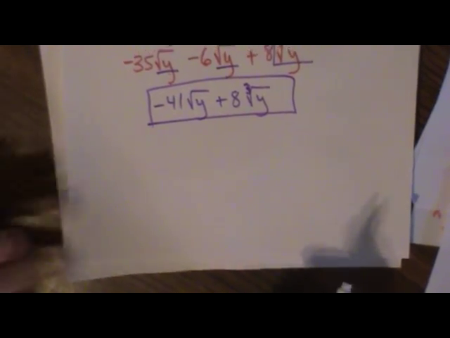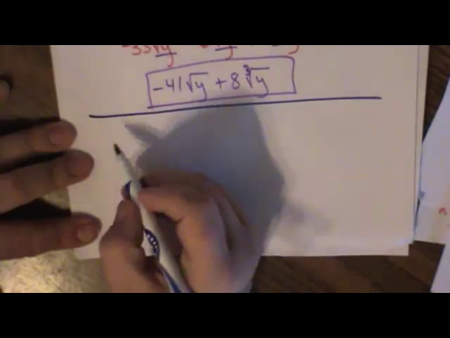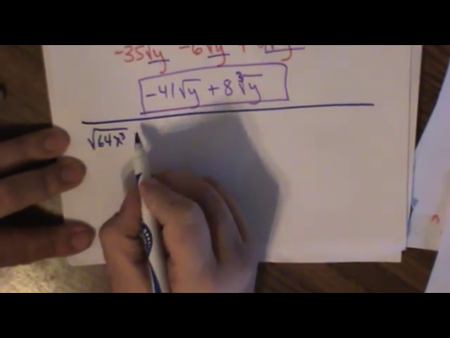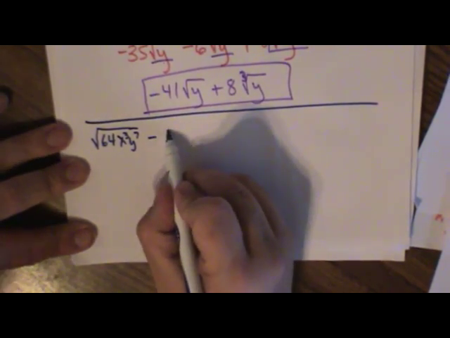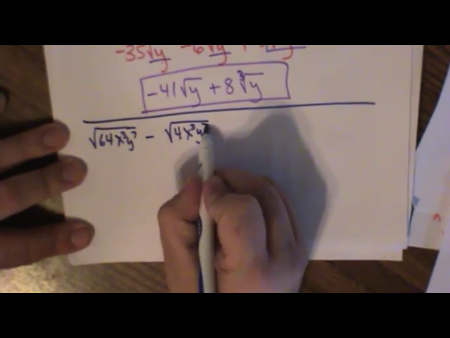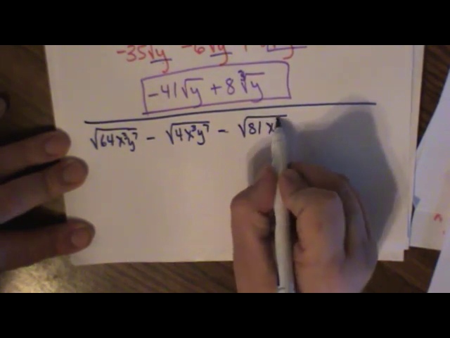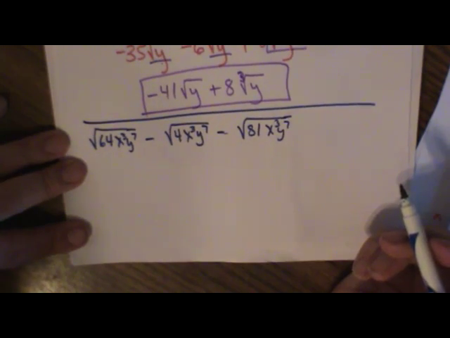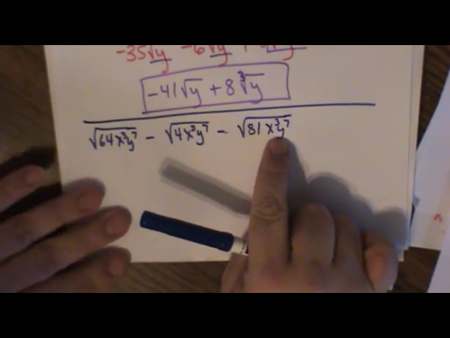Let's try this one. The square root of 64 x cubed y to the 7th, all of that's inside, minus 4x cubed y to the 7th, minus 81x cubed y to the 7th. Interestingly, if you notice, all our variables on each one are the same.